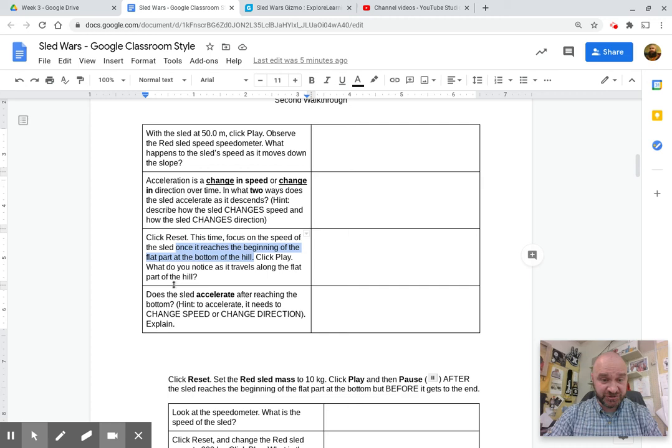So let's answer the question. Well, you'll answer here. What do you notice? It was 31.3 meters per second the entire time, and it was moving forward just like it was before the whole time. So answer this question. Does the sled accelerate after reaching the bottom? And then I put in here as a hint, to accelerate, it needs to change in speed along that flat bottom part, or it needs to change direction. It can be either one, but does it do either one? You decide.